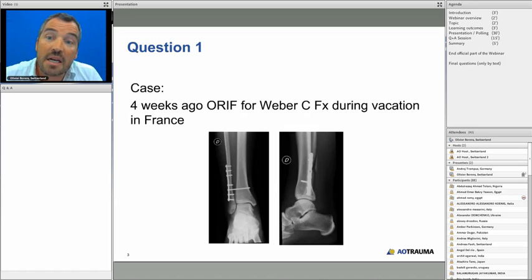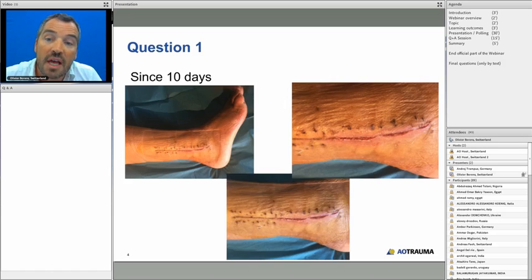Let's start with a question. This is a case that I saw a couple of weeks ago, a patient that had been operated on 4 weeks before during his vacation in France. As you can see, it was a Weber C fracture that was operated on with this plate. The patient presented 10 days after the operation at our hospital with this foot. As you can see, there's a lateral incision, and in the distal part of the lateral incision, there is now a wound dehiscence.